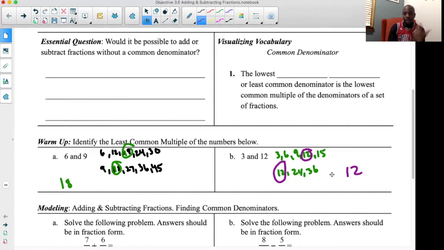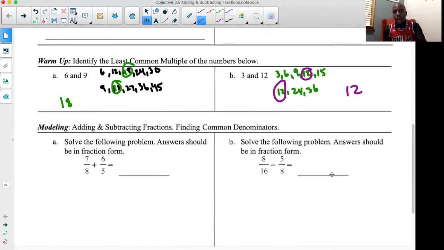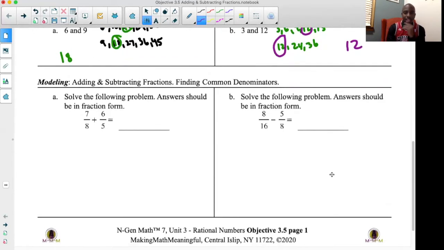Let's dive into the modeling. Let me go through it with you. Once again, this is without a calculator. You're expected to be able to do this without a calculator on your Star 360 and on any assessment I'm giving you, but you will have a calculator in this lesson. The calculator is meant to check your answer. So if you want to put this in the calculator, put it in as 7 ABC 8 plus 6 ABC 5. Hit enter and it should give you the exact answer. Same thing for B, 8 ABC 16 minus 5 ABC 8.